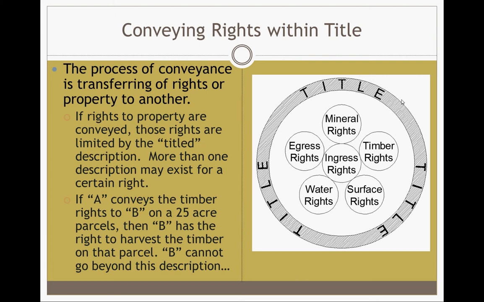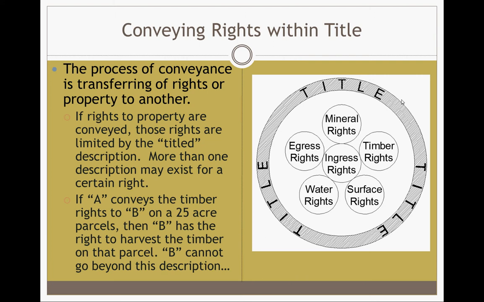Now typically we convey property in that way. So for instance, in my little example down here at the bottom of the screen, if A conveys the timber rights to B on a 25-acre parcel, then B has the right to harvest the timber on that parcel. But B cannot go beyond the 25 acres. Let's say A has 40 acres. Well, B has only been given the rights for 25 of that 40.